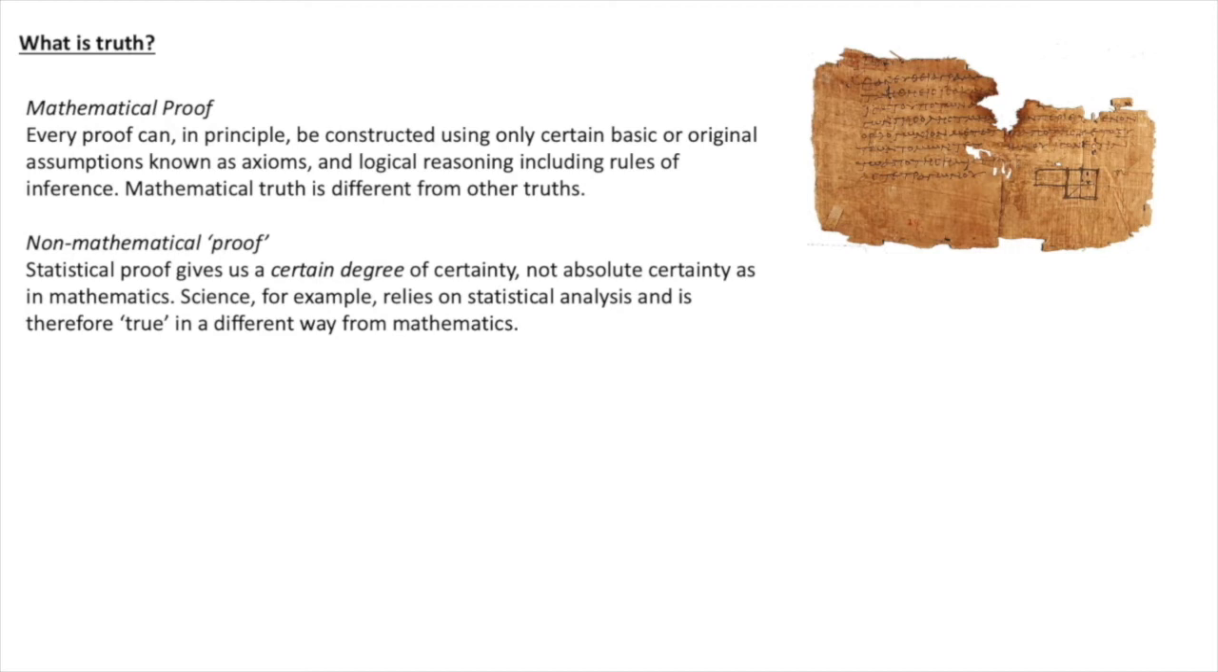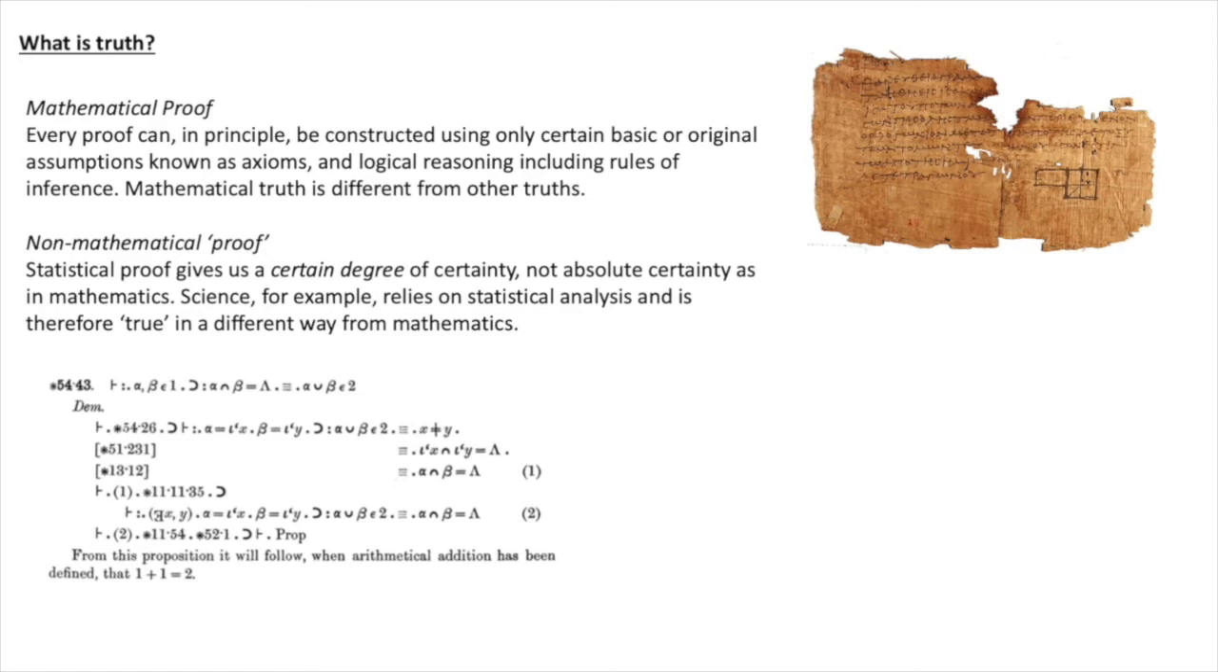We also use the word proof in other situations, so I've called that non-mathematical proof. You'll be aware of statistical proof or statistical evidence, and this gives a certain degree of certainty but not absolute certainty, as in mathematics. Science, for example, relies on statistical analysis and is therefore true in a different way from mathematics.